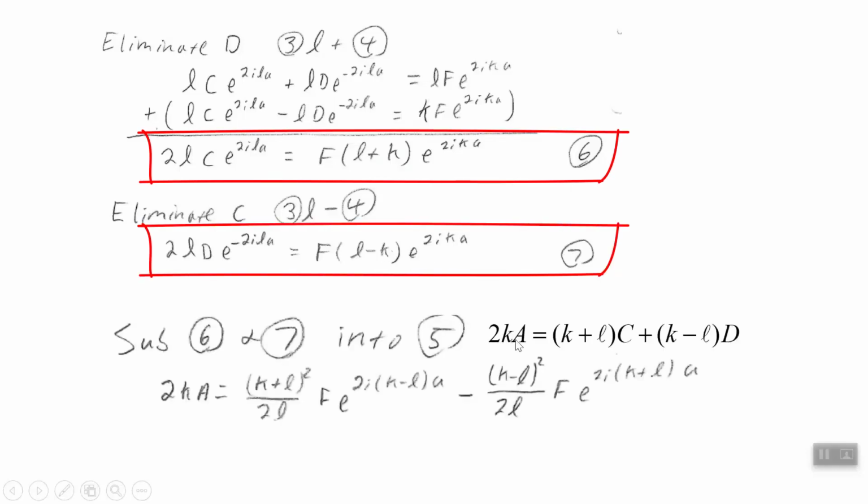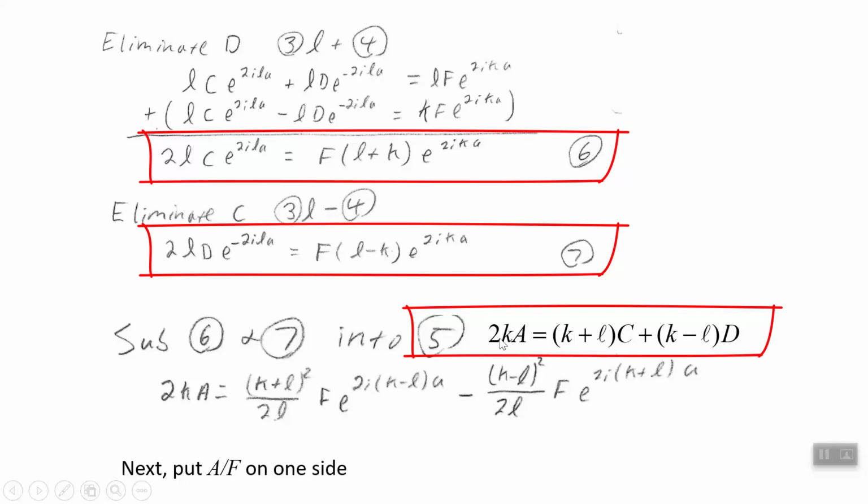Equation 5 was this thing, 2ka equals (k plus l)c plus (k minus l)d. Sub them in. You still have 2ka, you still have k plus l, but c needs to be taken out of equation 6. So take equation 6, put c on one side and everything else on the other side, and put it in for c. And so that's the result over here.